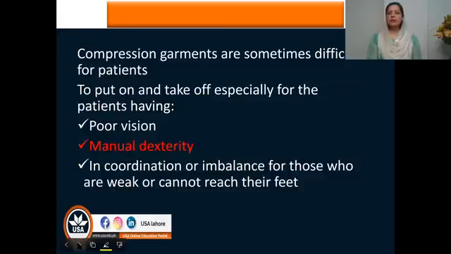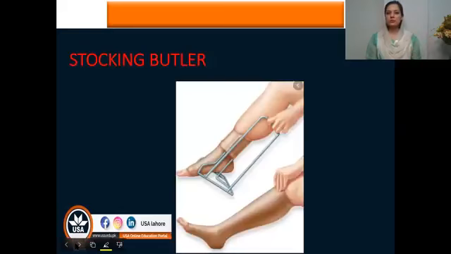But the point is, this compression garment has a flaw or drawback: it is very difficult for some patients to put on and take off, especially those who have poor vision, or whose manual dexterity is not good, or who have coordination or imbalance issues. So it is hard for these patients to use compression garments, or for those whose knees are stiff and who find it difficult to bend down to put them on, or who have back issues. So this is one of the reasons it tends to be difficult to wear. There are also some assistive devices, like a stocking butler, that help us in wearing the stocking.